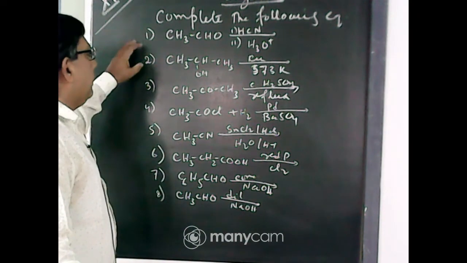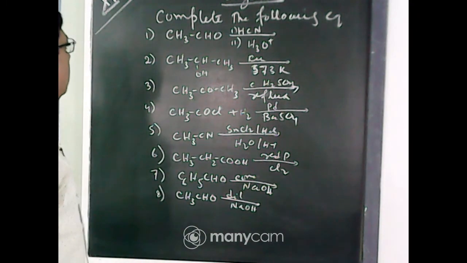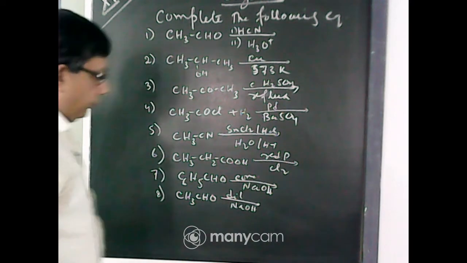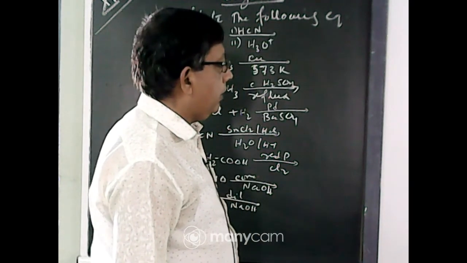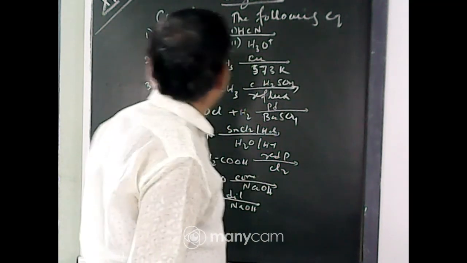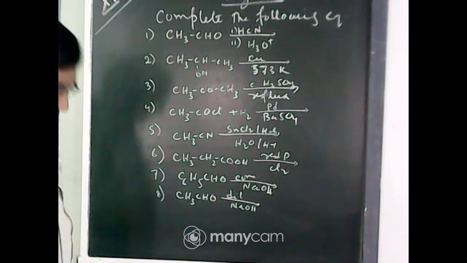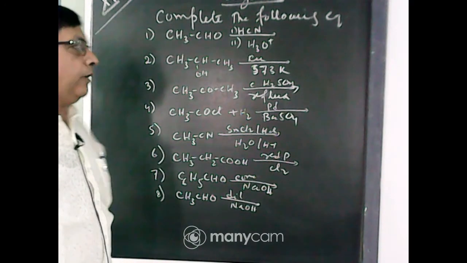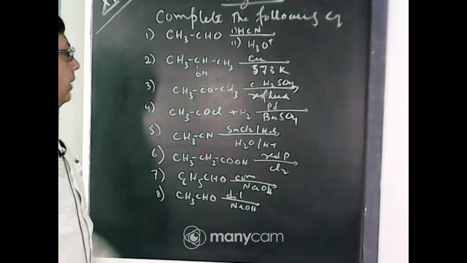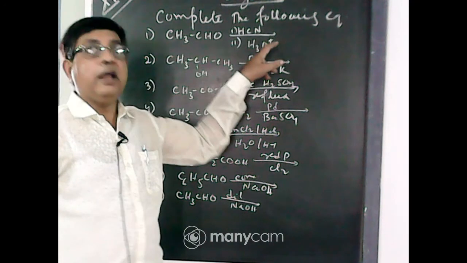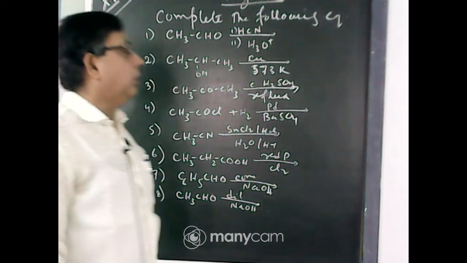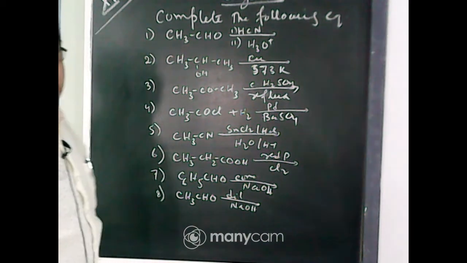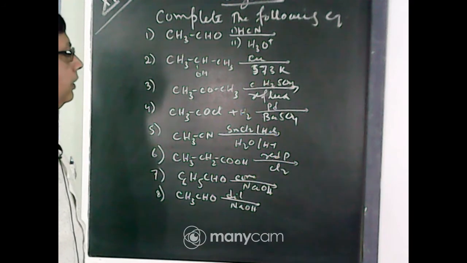These are very important reactions. Most of them are name reactions. Can you tell what will be the answer of the first compound? Acetaldehyde reacts with hydrogen cyanide and the product is hydrolyzed. What will be the ultimate product? Name the product formed after hydrolysis.